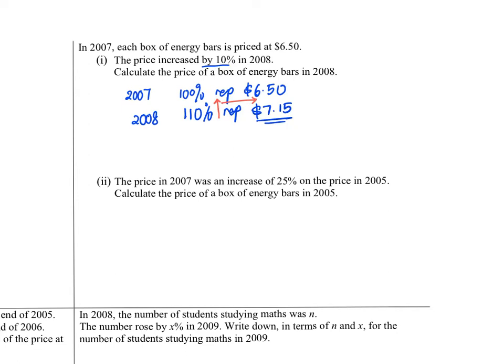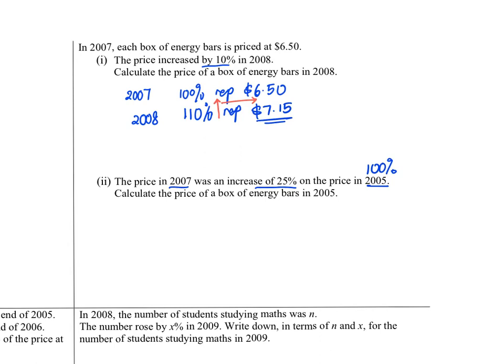Therefore, the price of a box of energy bar in 2008 is $7.15. In part 2, the price in 2007 was an increase of the price in 2005. Oh, in this case, the 2005 is the number that is the original 100%. Okay, because this was an increase of that number.